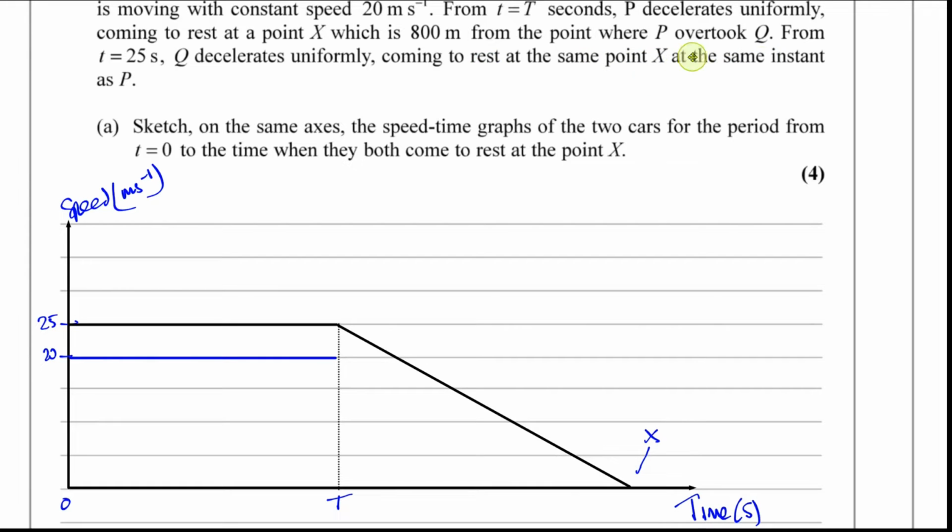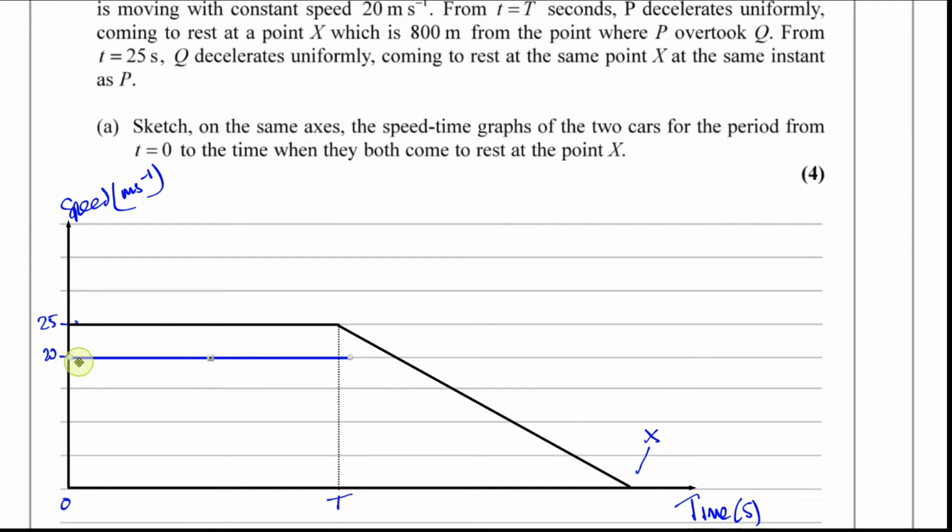Now, as for Q, from time equals 25 seconds, Q decelerates uniformly, coming to rest at the same point X at the same instant as P. So 25 seconds, which we don't know where it is in relation to this t. Is it before the t? Is it after the t? Actually, we can know, because what we know is they both started at the same place when they were overtaking.